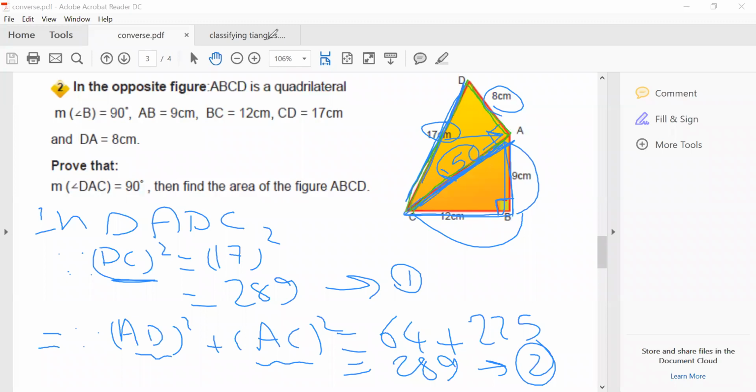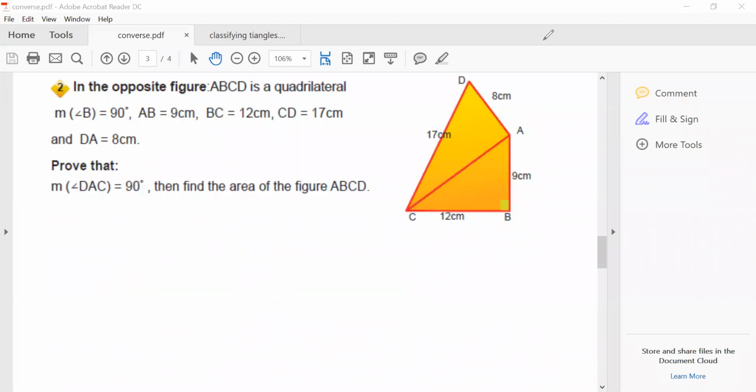Okay, here he wants you to find the area of the figure ABCD. Of course, the figure is a quadrilateral. I don't know the area of the quadrilateral, so I have to divide it into two triangles. I will get the area of the two triangles, then add them to each other. Let's see what we have.